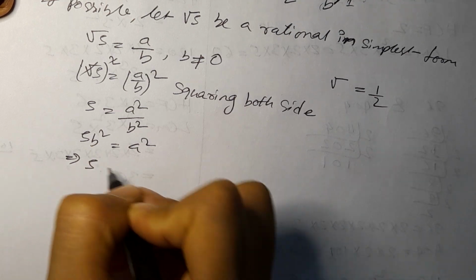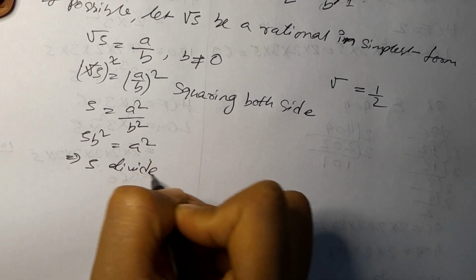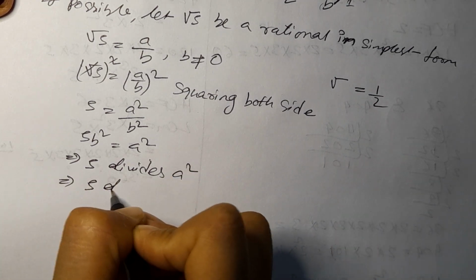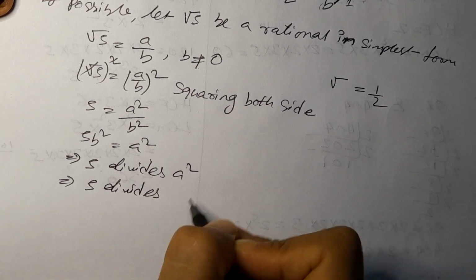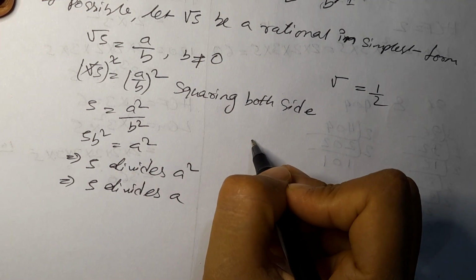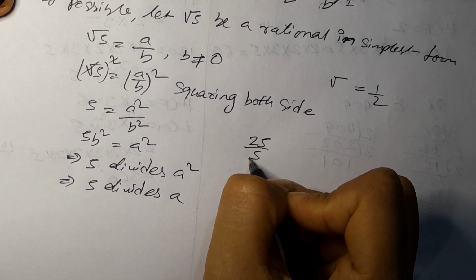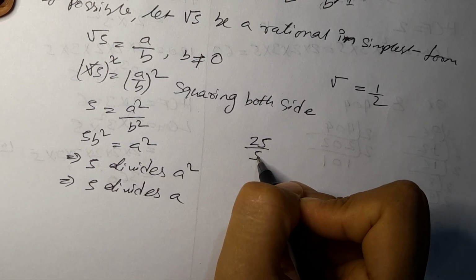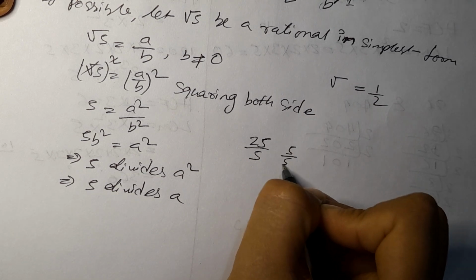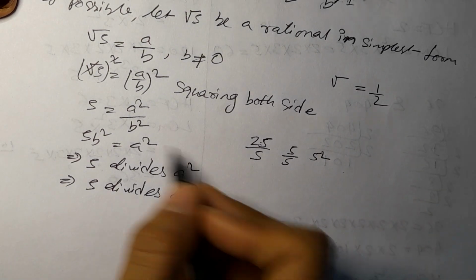So 5 divides a square, which implies that 5 divides a. See, 25 is divisible by 5. If 25 is divisible by 5, then 5 also divides 5, because 25 is 5 square. So this is the theorem.